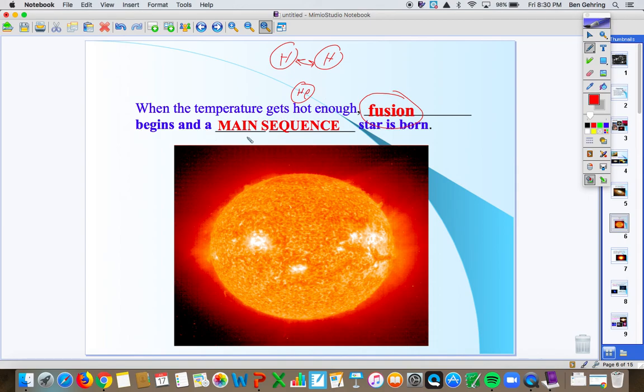This is known as the main sequence of a star, the main sequence stage. This is where our sun is at. So this is the big life portion of a star. This is when the star is living. It's doing fusion from hydrogen to helium, and this is where our sun is currently.